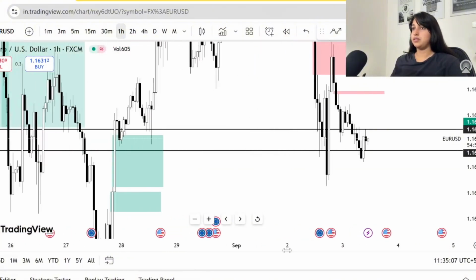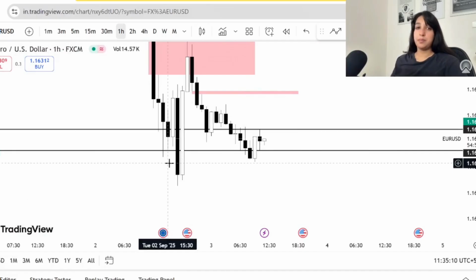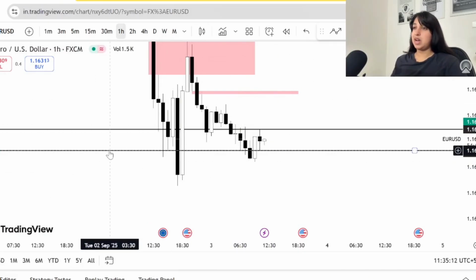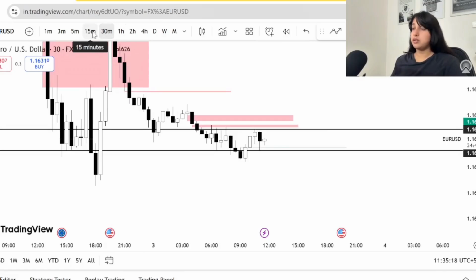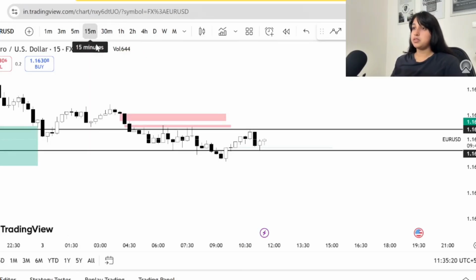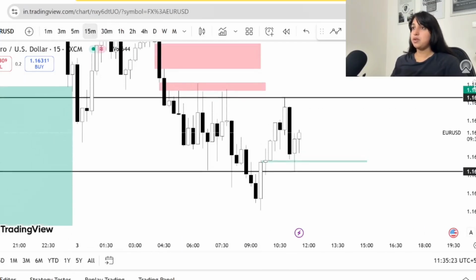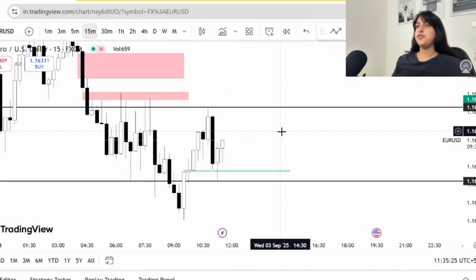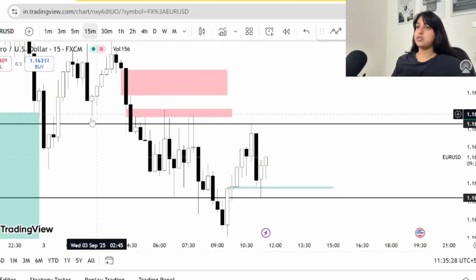And okay, so we are right now in the major area that could result in consolidation of the price today, but we're gonna see that. On the 15 minutes time frame, let's see. So what's happening on the 15 minutes time frame? Okay, on the 15 minutes time frame, we saw that there was a heavy rejection over here.